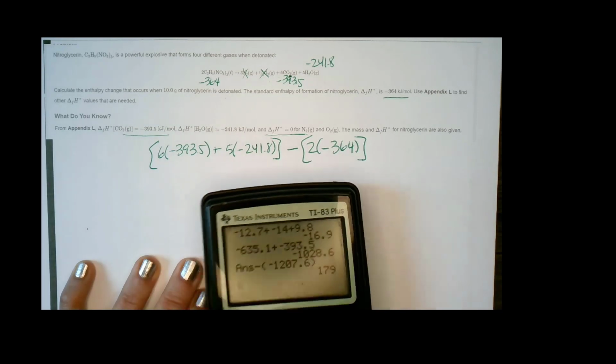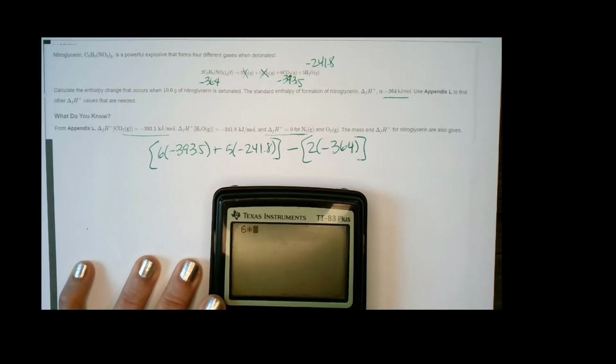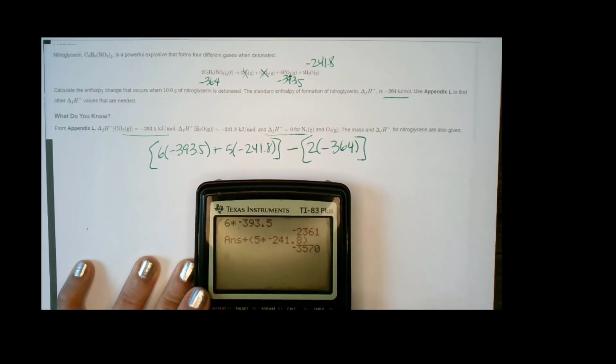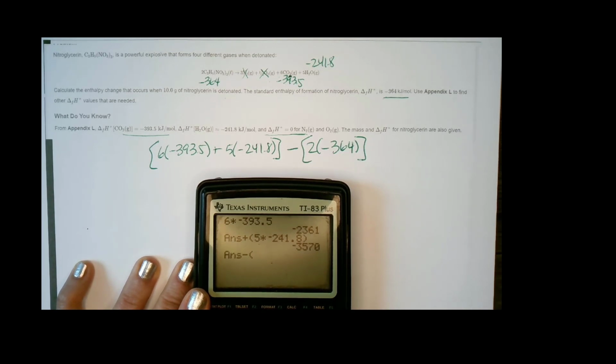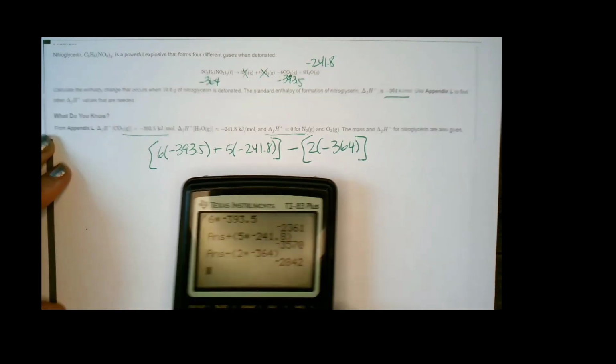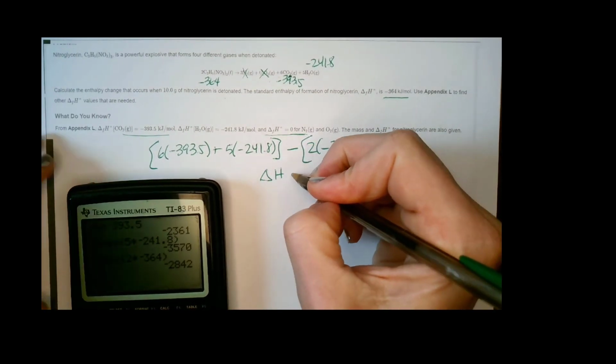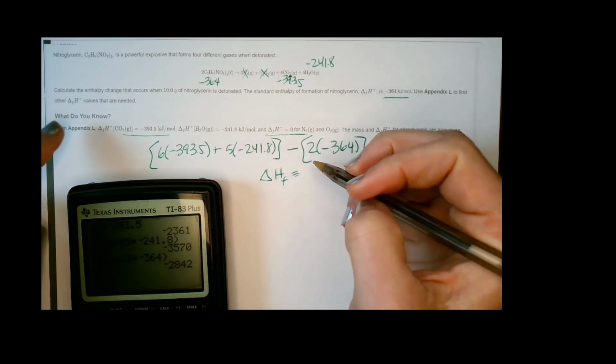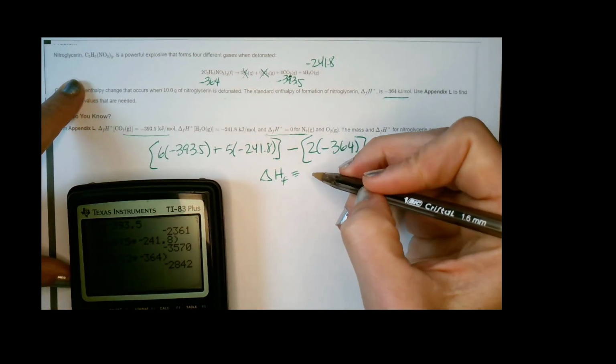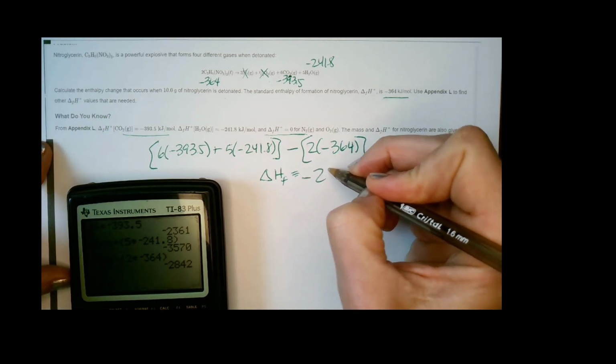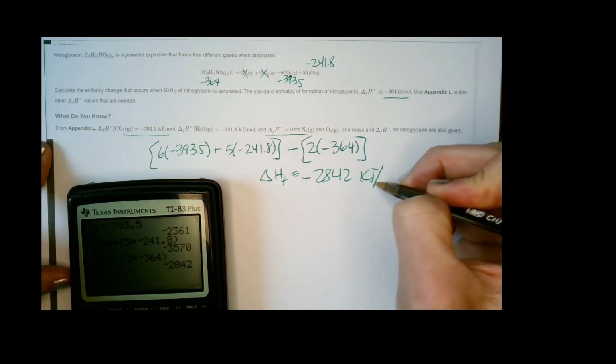Let's do this here. 6 times negative 393.5 plus 5 times negative 241.8. And then I'm going to minus, put parentheses, 2 times negative 364. All right, so I got delta H for this whole chemical reaction of negative 2842 kilojoules per mole.